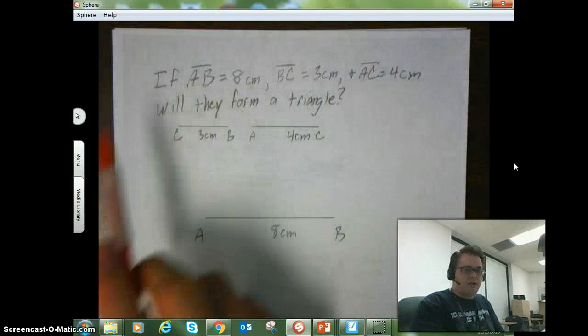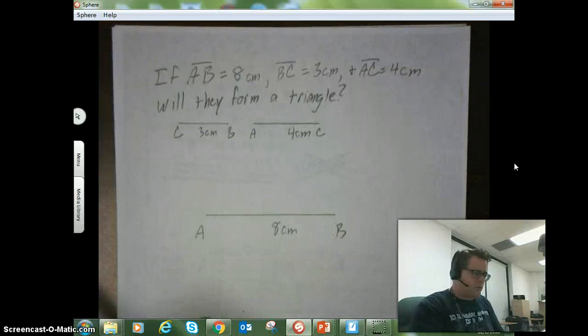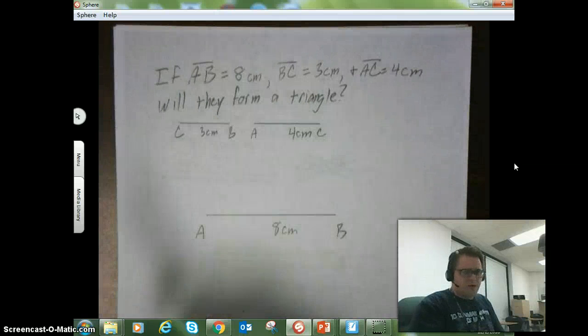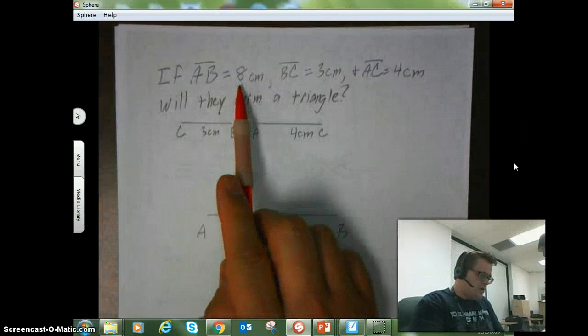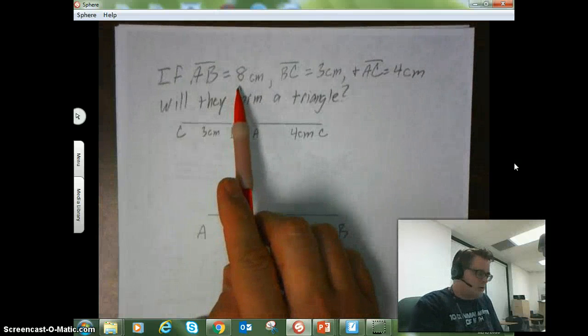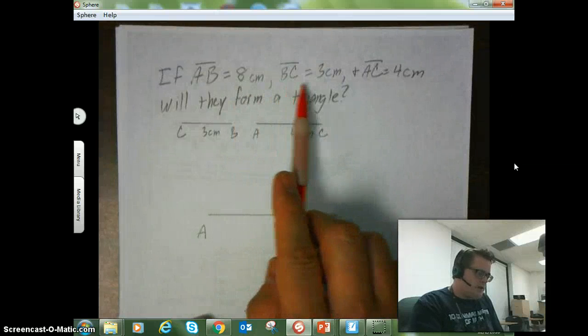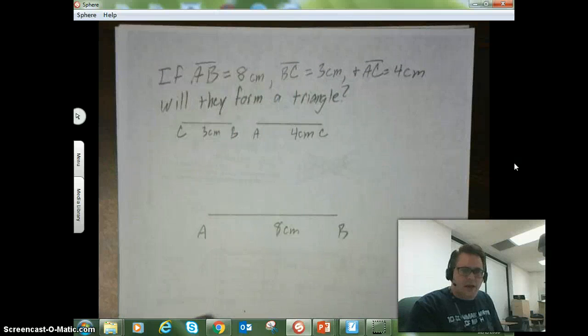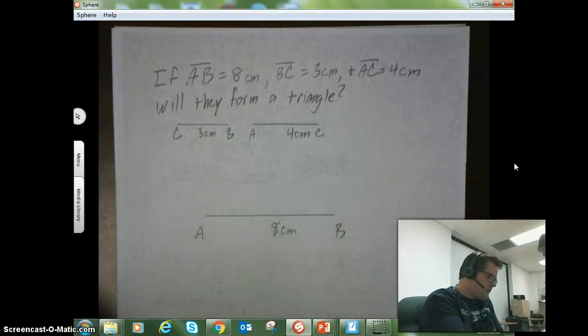This is a less commonly asked question that I've seen from the College Board. It's really isolated to a geometry curriculum, but it is part of the triangle inequality theorem, so we're going to talk about it. We have three segments, AB, BC, and AC, at 8, 3, and 4 centimeters respectively. What we want to know is, will they form a triangle? Well, let's take a look.